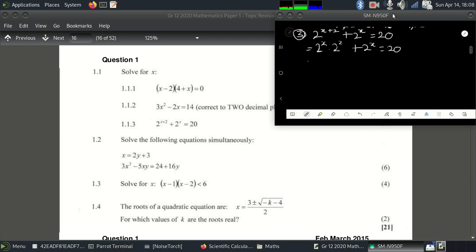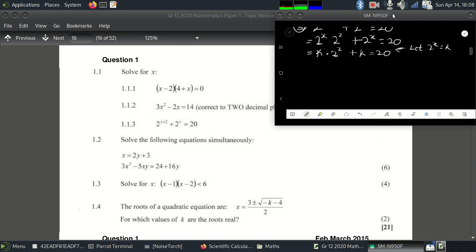Then I do have a lot of 2 to the x's there, so what we can attempt to do now is let's replace 2 to the x with k. Perhaps that will enlighten things a little bit. So we have k multiplied by 2 squared plus, let's call that k, and this is equal to 20. Of course, before you write this, you have to show that you're saying let 2 to the x be equal to k. You have to show that part.